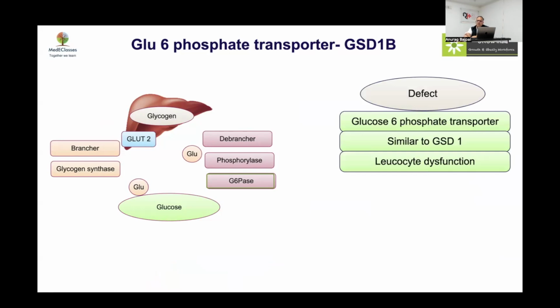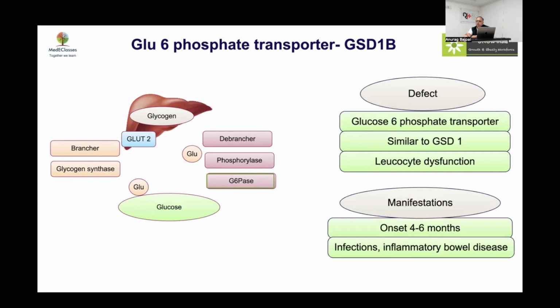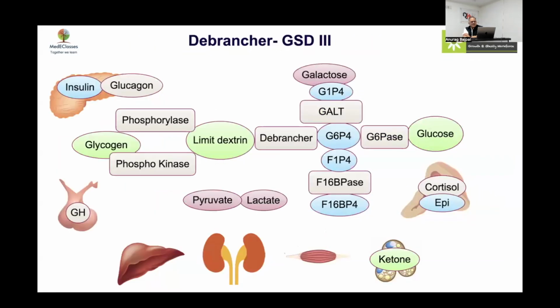So this case which Alapan discussed has a GSD 1B. The manifestation again is later, but you may have an earlier presentation. There is a greater predisposition to autoimmune disorders and infections in that regard. Now in debrancher deficiency, GSD3, you will have some production of glucose, but after the branch comes in, you will not be able to produce. You will have accumulation of limit dextrin. It has a delayed onset with hepatic dysfunction.